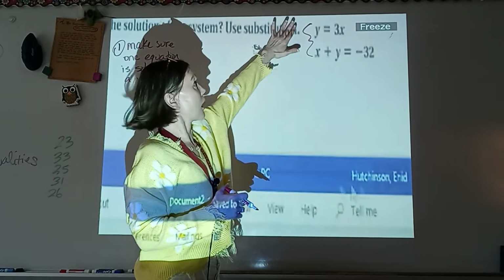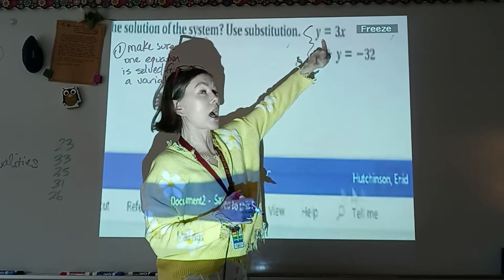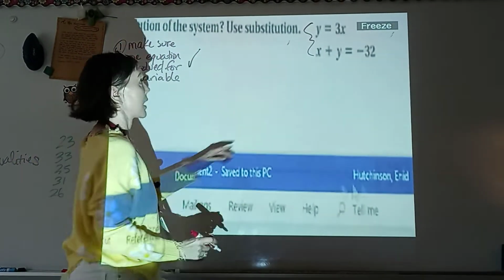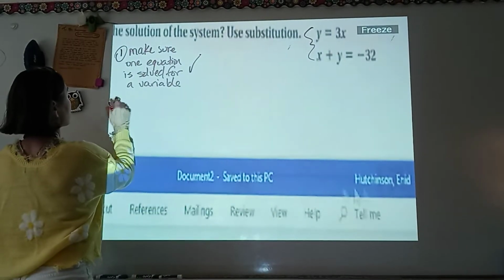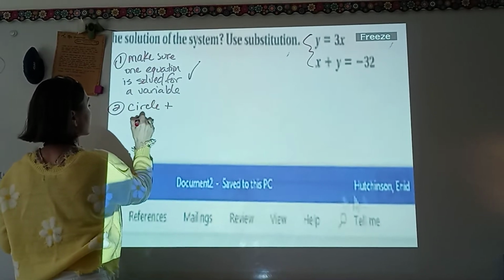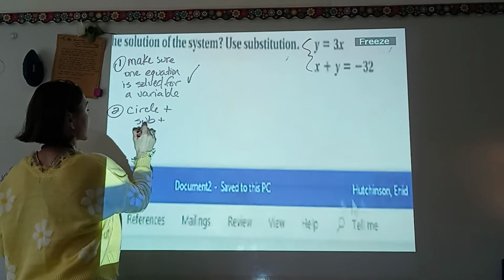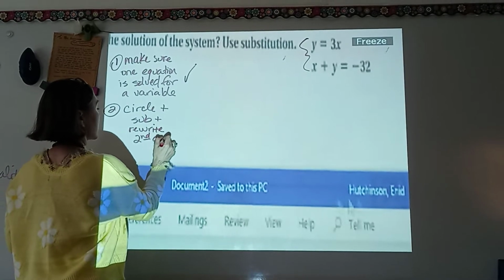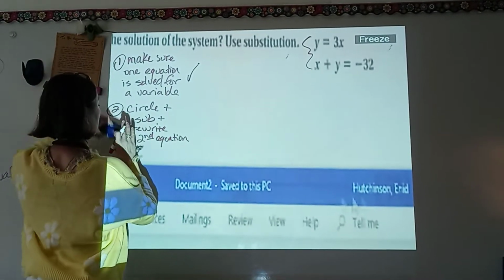As you can see, of these two equations, the top equation is already solved for Y. Okay? So, step one, check. Because this top equation is already solved for Y. Now, step two. Circle and substitute. Okay? And rewrite the second equation.